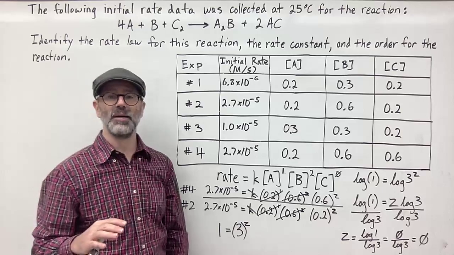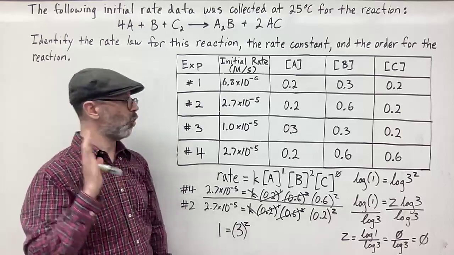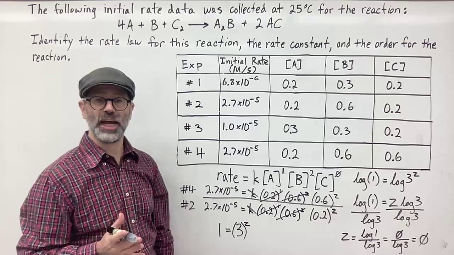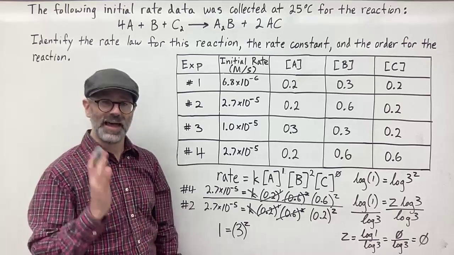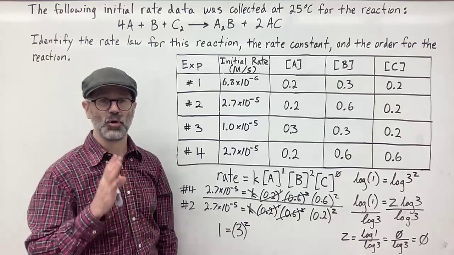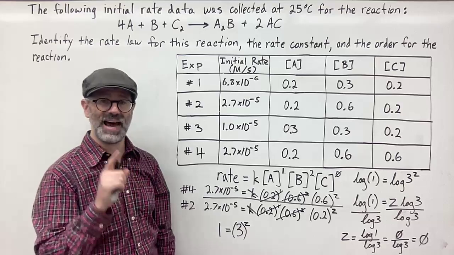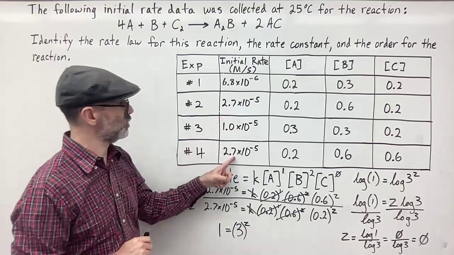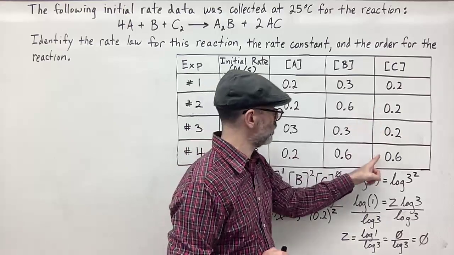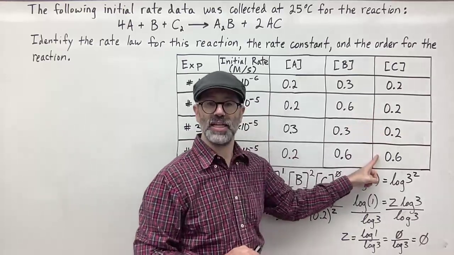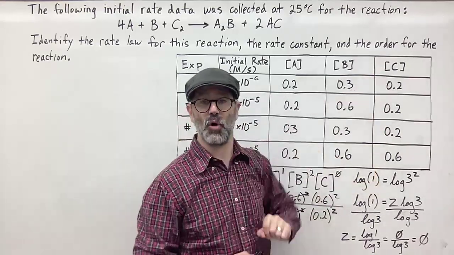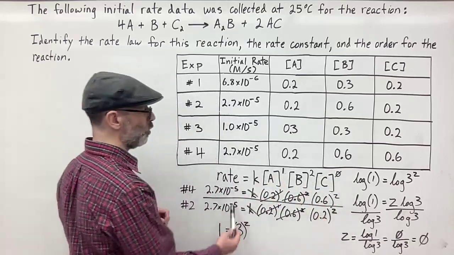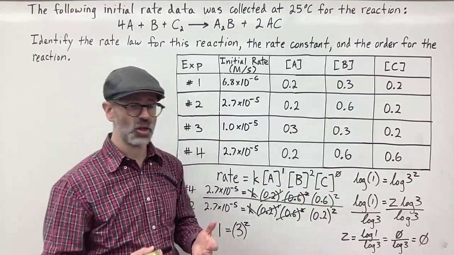So anytime your reaction rate doesn't change, even though you're changing the concentration of something, that is a dead giveaway that you've got a 0 order reaction with respect to that particular substance. So in this case, since the reaction rate didn't change, even though we changed the concentration of C, that tells us that it's 0 order with respect to C. So we have 0. So now we have our reaction rate law.